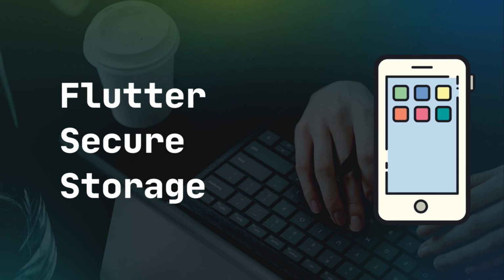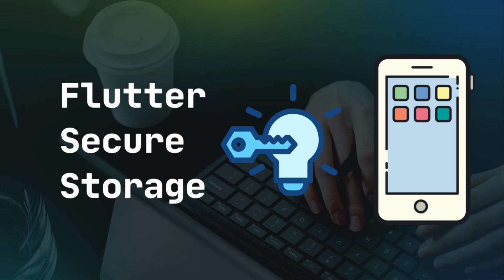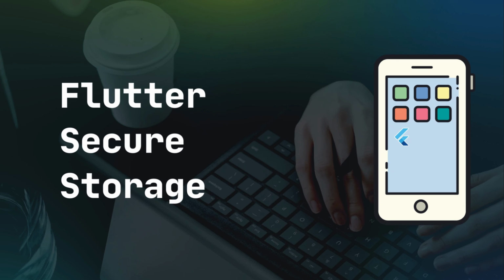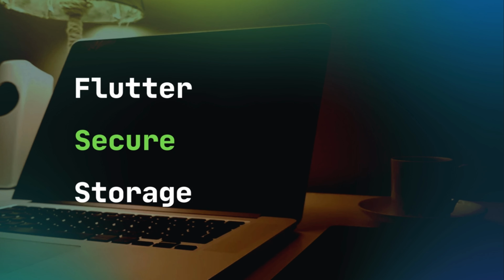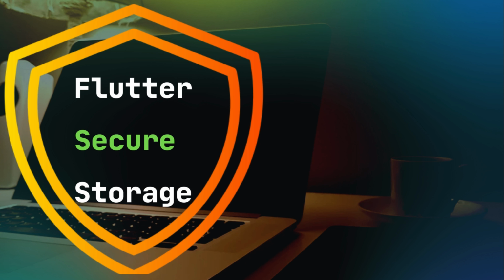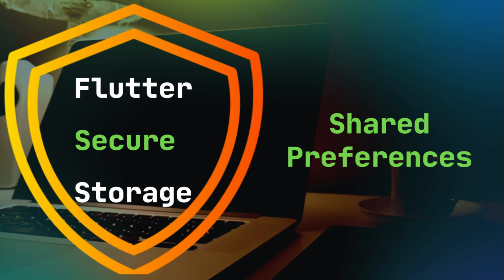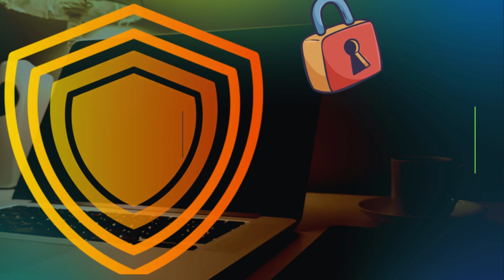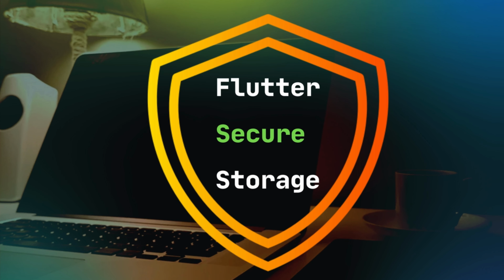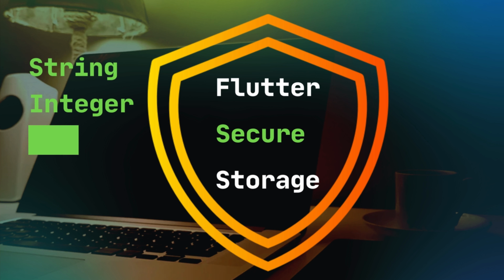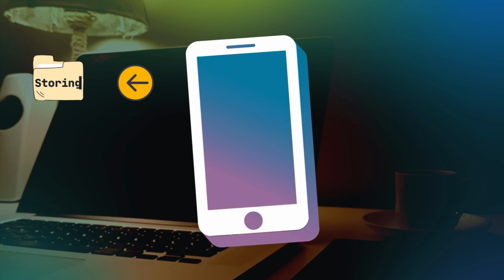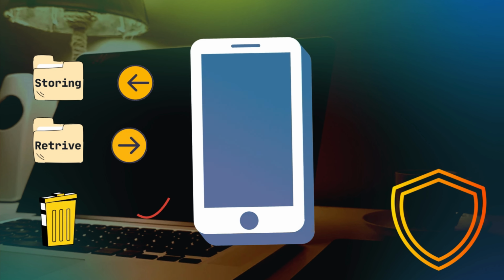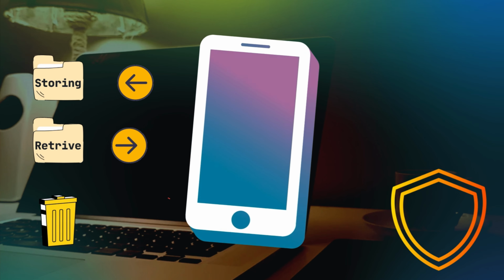With the help of Flutter Secure Storage, we will be able to store data in our Flutter app securely in the form of key value pairs. Flutter Secure Storage is similar to shared preferences, but the difference is that it has an additional layer of security. Using Flutter Secure Storage, we can store all data types including string, int, double, bool, and list of strings locally inside our Flutter application. We will be focusing on storing, retrieving and deleting the data from secure storage.